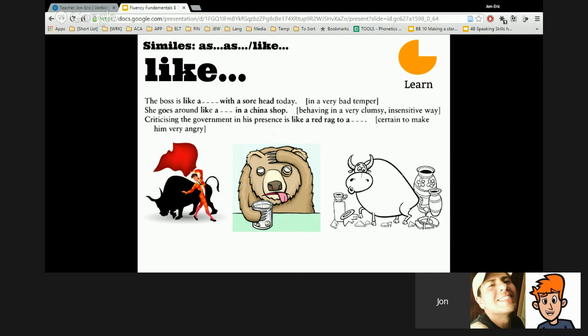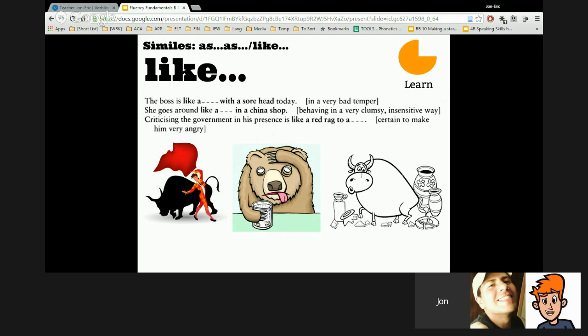Okay. Mr. Giancarlo. Try number 2. This means to behave clumsy. She goes around like an ox. Not an ox, but... it's the same thing as picture 1 and 3, like a bull. Exactly. A bull in a china shop. She breaks everything. She is clumsy.